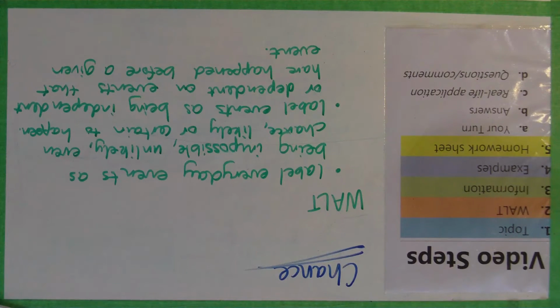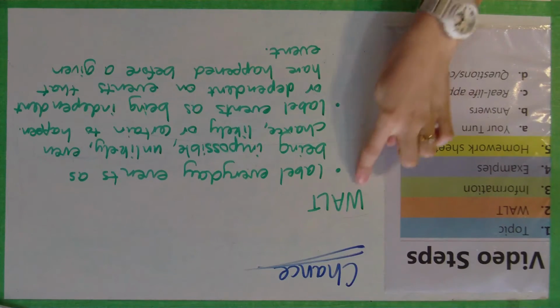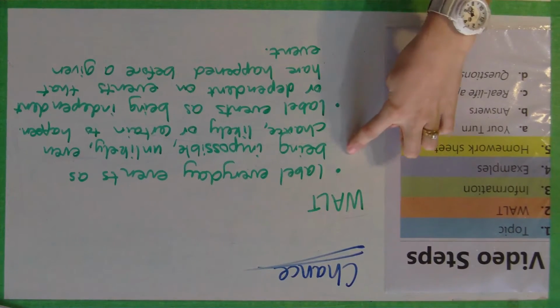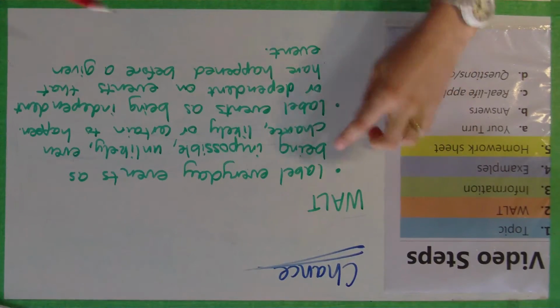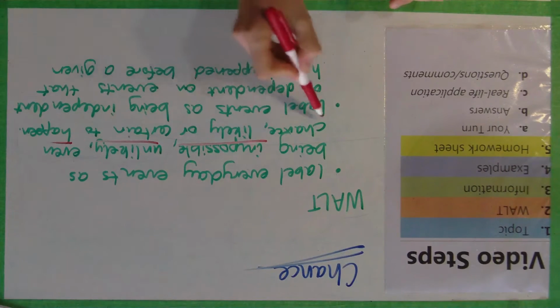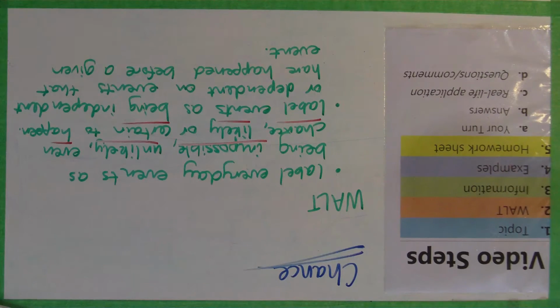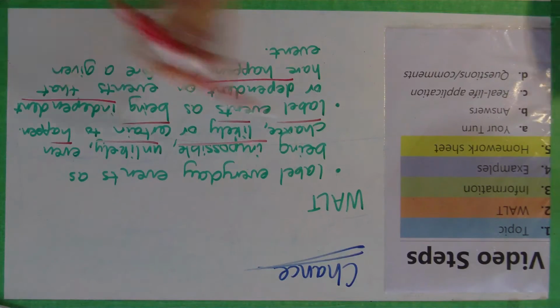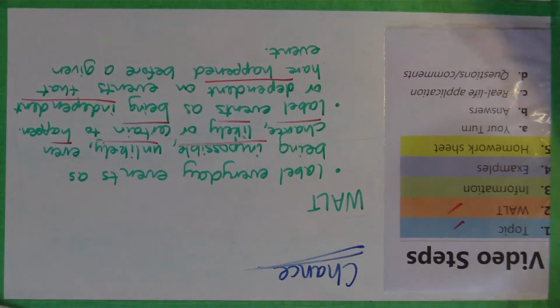Today our topic is chance, and we are learning to label everyday events as being impossible, unlikely, even chance, likely or certain to happen. We are also learning to label events as being independent or dependent on events that have already happened before a given event. Let's look at some information to start off.